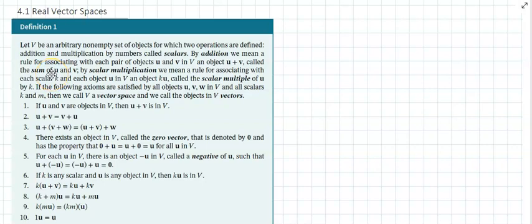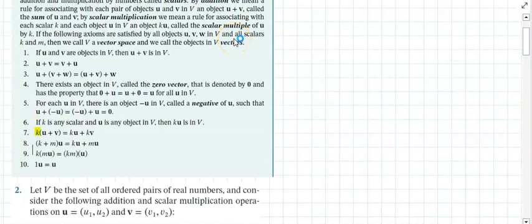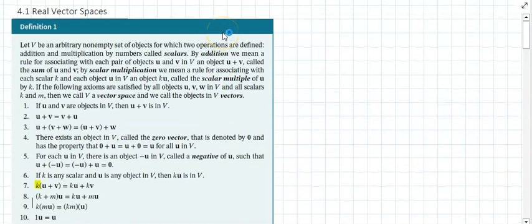Section 4.1 talks about real vector spaces. Now, there's real and there's complex. That depends on the scalar. The scalar is k. So if you choose k to be real, then we're talking about real vector spaces. And if you choose k to be complex, a plus bi, then we talk about complex vector spaces. For now, we're going to focus on real vector spaces. So also here.